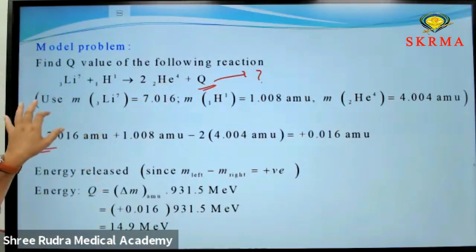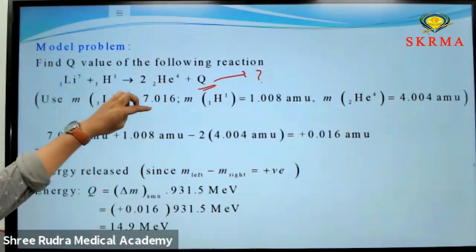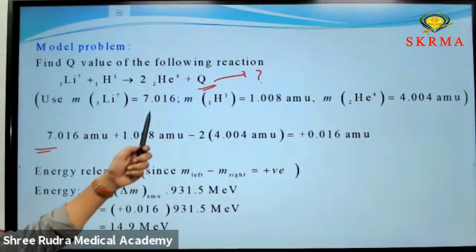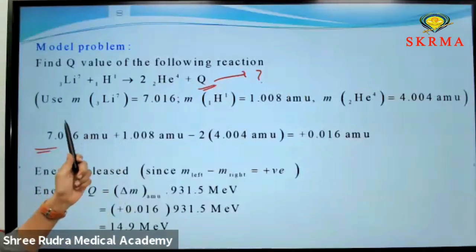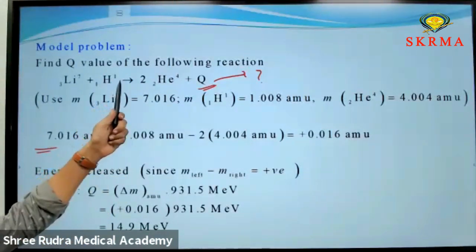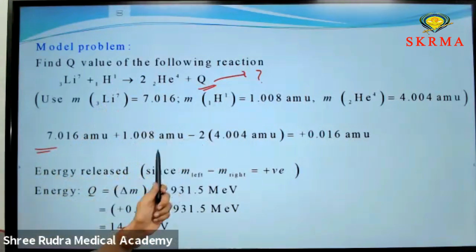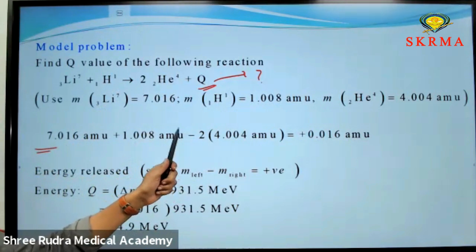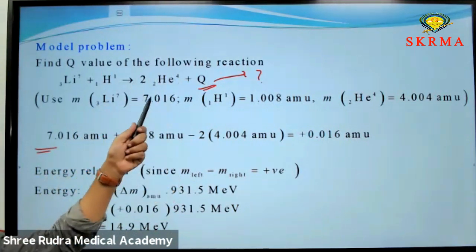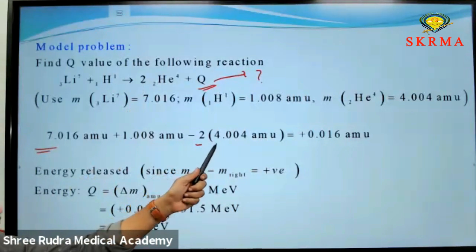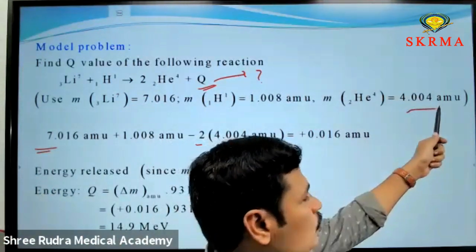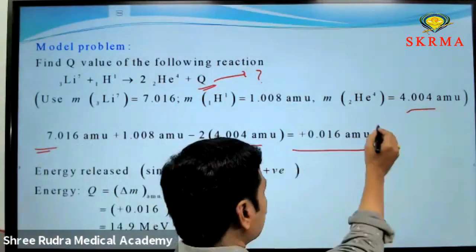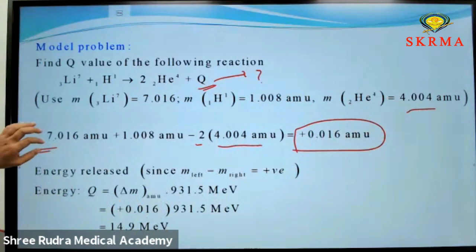The total mass left equals to here 3 lithium 7. The values are given in the problem. The lithium mass is given as 7.016 AMU. We substitute here, plus 1H1, the mass of proton is 1.008 AMU given, minus the total mass of right. On the right side we have 2 helium nuclei. That's why 2 times the mass of helium nuclei that is given, 4.004 AMU. The resultant value we got is 0.016 after the simplification of this equation.